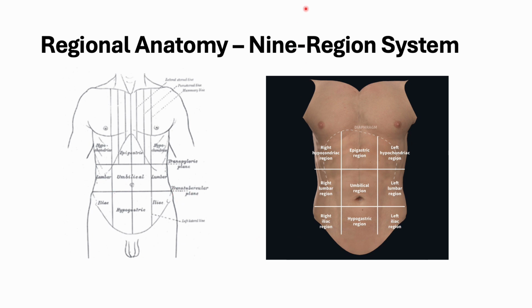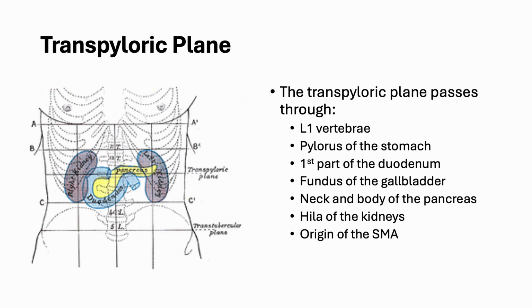Based on that, you're able to get this nine-quadrant system where you have the right hypochondriac region, the epigastric region, which is going to be very high yield when you're on clinical floors, the left hypochondriac region, right lumbar, umbilical region, the left lumbar region, the right iliac region, hypogastric, and then the left iliac region.